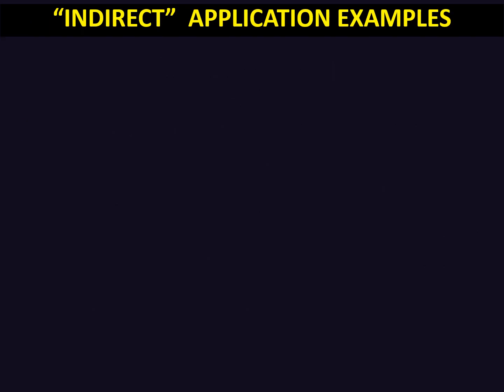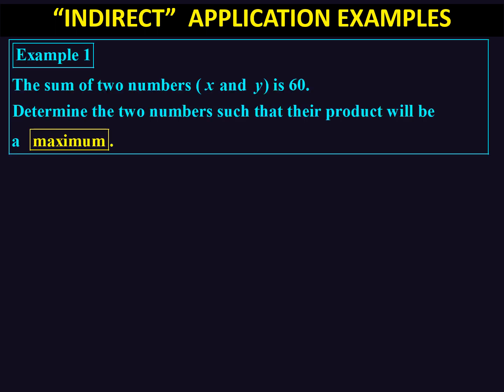Let's start with our first indirect application example. The sum of two numbers x and y is 60. Determine the two numbers such that their product will be a maximum. So the sum of two numbers, in this case x and y, is 60. So it's their product that we need to maximize. As you can see, that is why it's indirect. What is missing? There's no objective function provided.